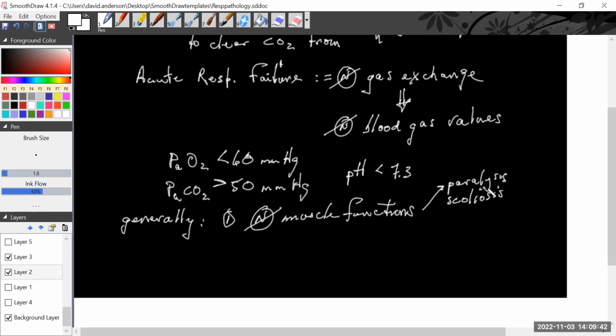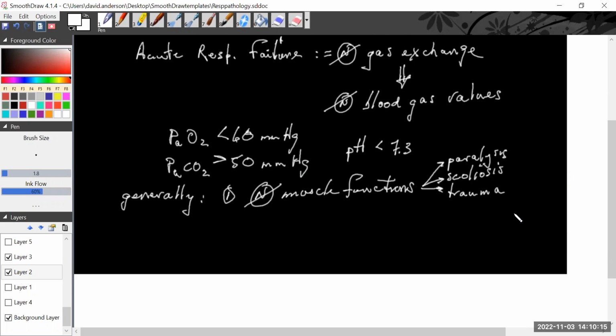Scoliosis, you may or may not know, is a lateral curvature to the vertebral column. If it's severe enough, it compresses one side of the thoracic cavity and expands the other one. Either way, we're interfering with normal excursions of that thoracic cavity, affecting our ability to ventilate efficiently. And any kind of trauma that perhaps breaks ribs, especially if we expose the thoracic cavity to the external environment, we lose that negative pressure advantage. So all those things are going to result in an insufficient ability to deliver oxygen and get rid of carbon dioxide.